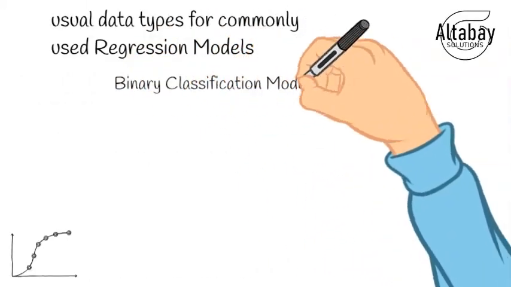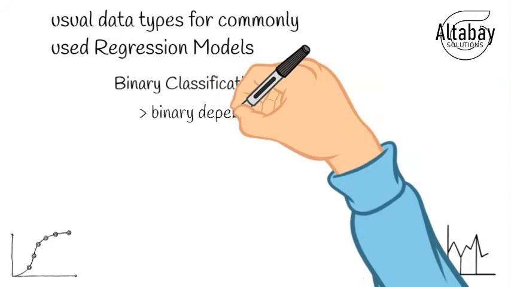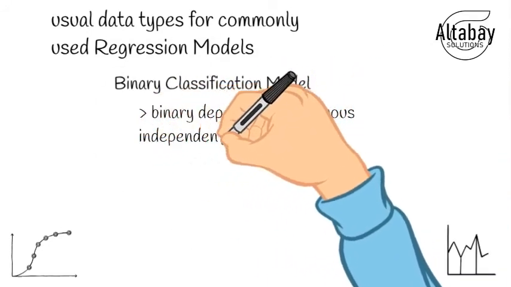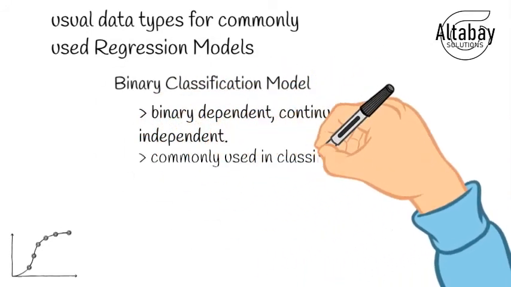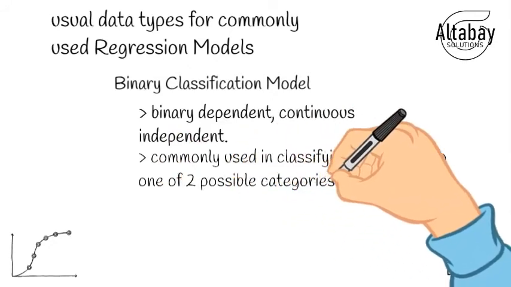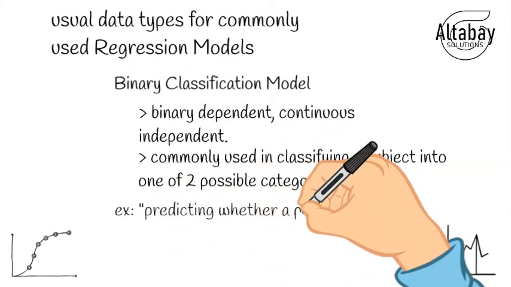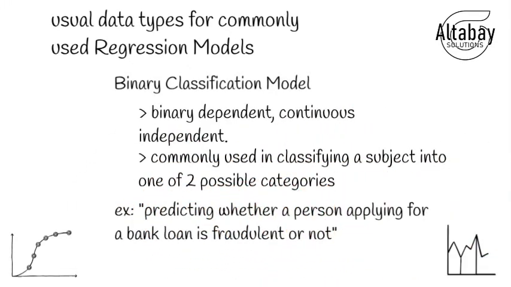A simpler form of this model is the binary classification model, which uses a binary dependent and continuous independent variables. It is commonly used in classifying a subject into one of only two possible categories. For example, predicting whether a person applying for a bank loan is fraudulent or not.